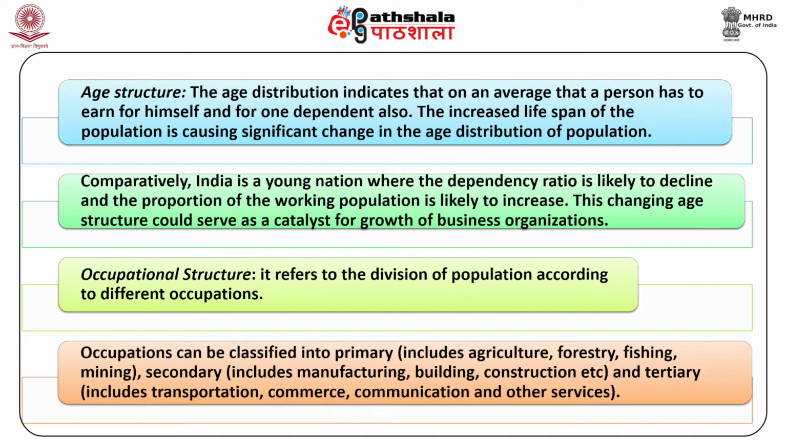Next factor in demographic structure is the occupational structure. It refers to the division of population according to different occupations. Occupations can be classified into primary and secondary. Primary occupations include agriculture, forestry, fishing, and mining, etc., whereas secondary includes manufacturing, building, construction, etc. And the third being the tertiary sector, which includes transportation, commerce, communication, and other services.